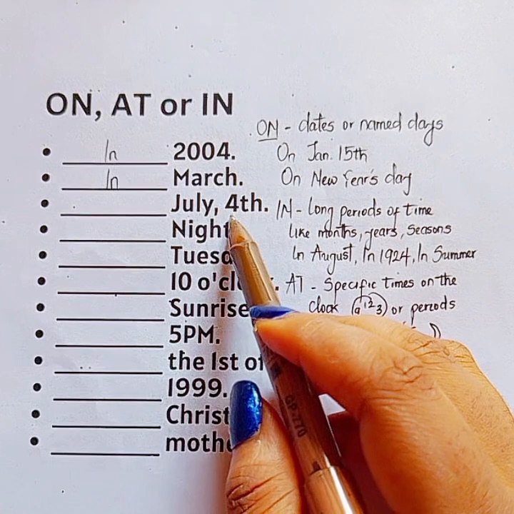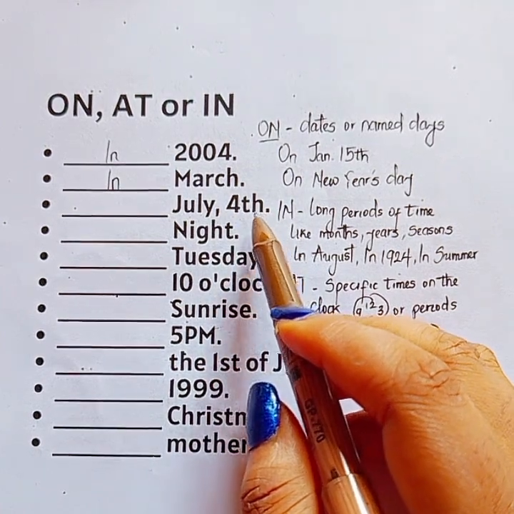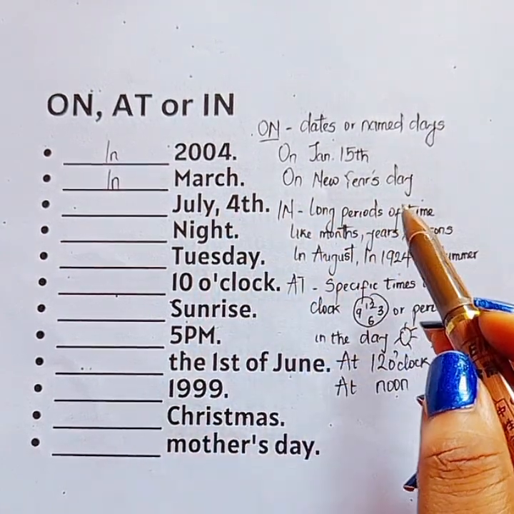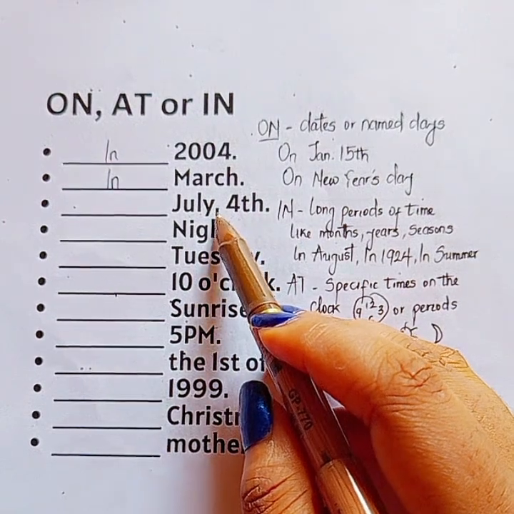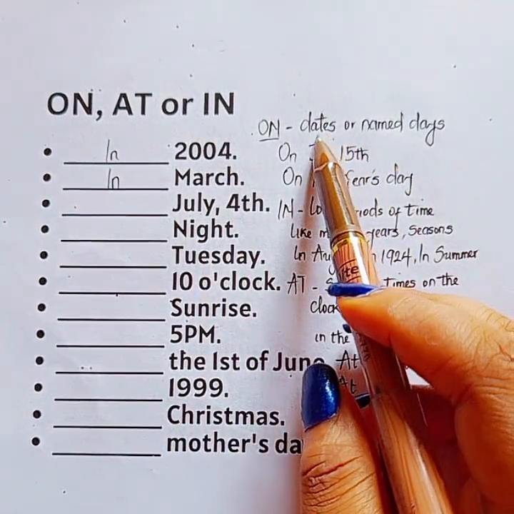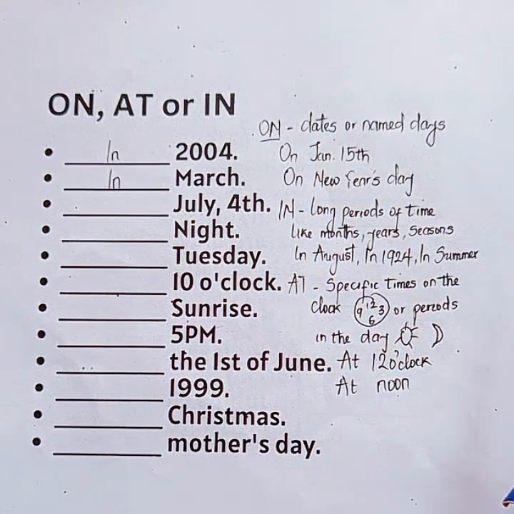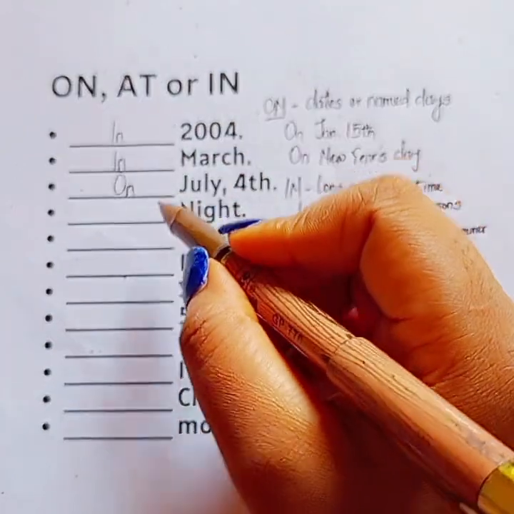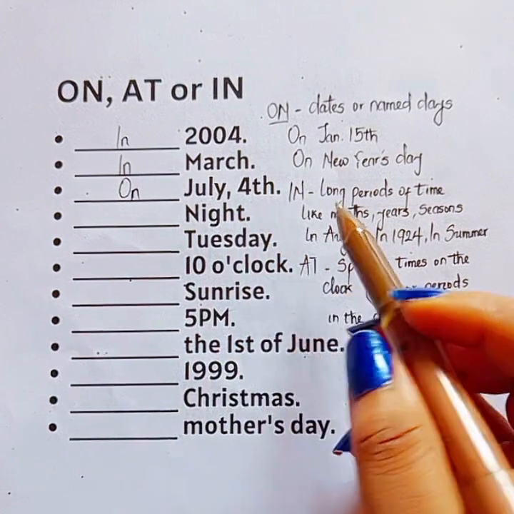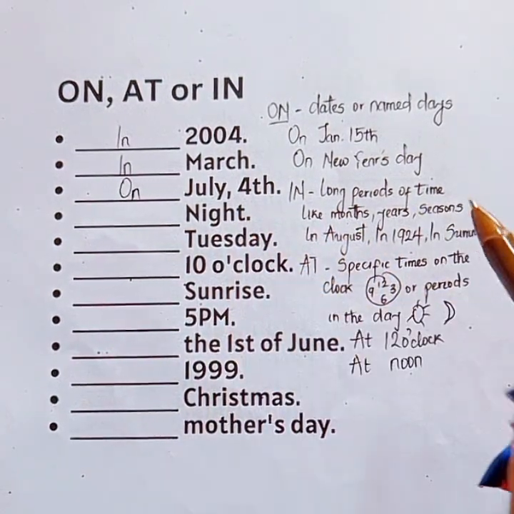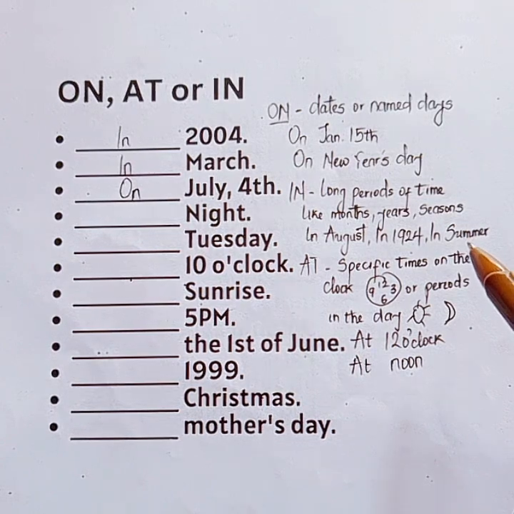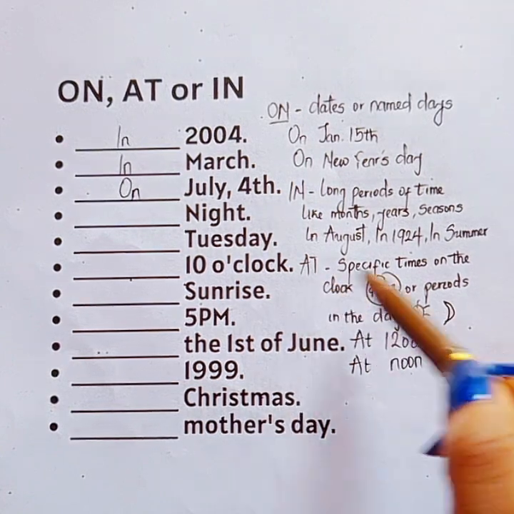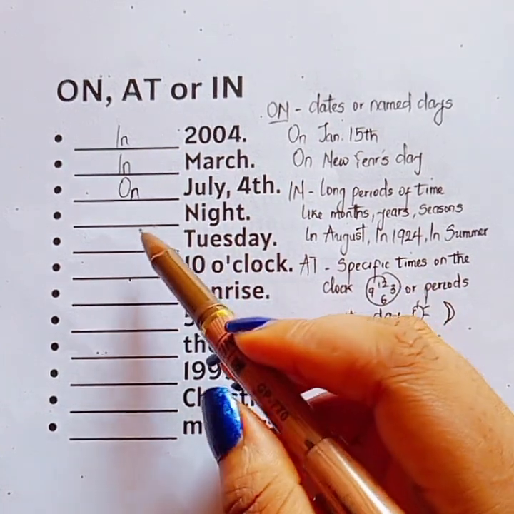Blank July 4th, okay? This is a month, but this is a day, okay? That means on the 4th of July. So this is a named day, or a day. So for named dates or days, we use on July 4th. Next question, blank night. Okay, night is a period of the day or a period in the day. And for periods in the day, we use at. So the correct answer is at night.